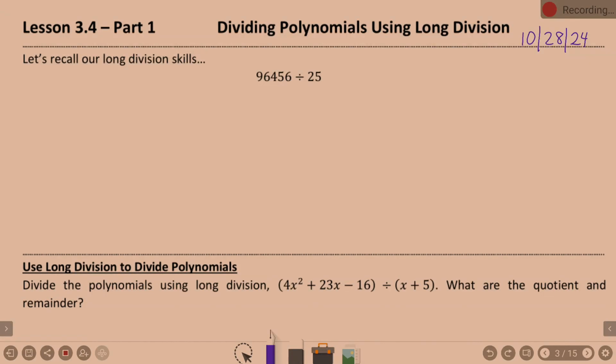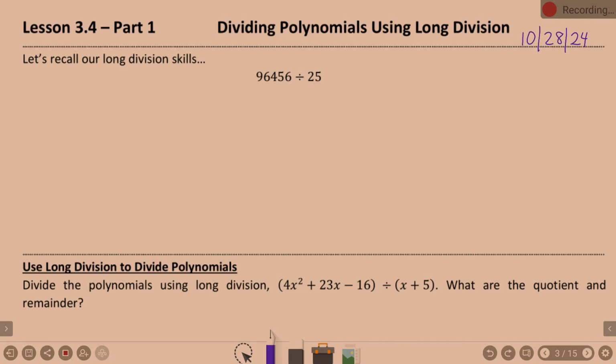Lesson 3.4, I break this into part 1 and part 2. Today is long division. Tomorrow, we're going to learn something new called synthetic division. Synthetic division will be brand new to you, but you'll like it. It is 100% easier than long division, and it takes the place of long division in certain circumstances. Okay? For right now, in order to appreciate synthetic division tomorrow, we have to review long division.